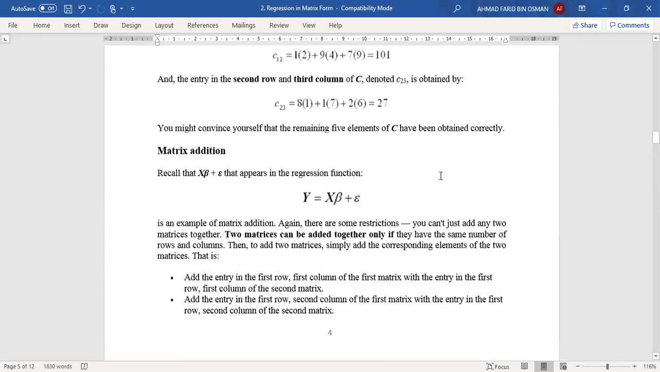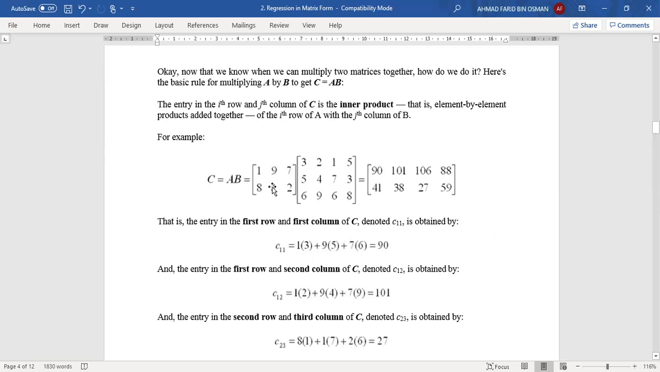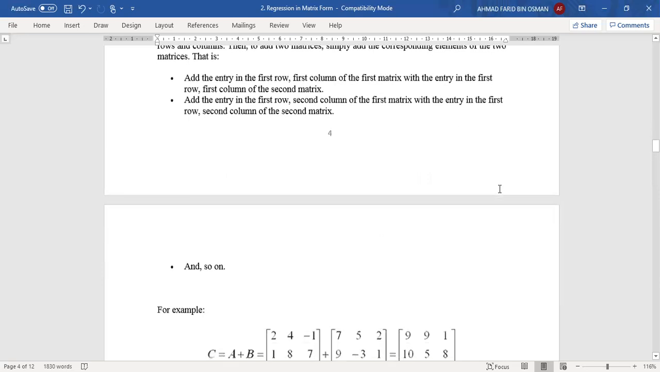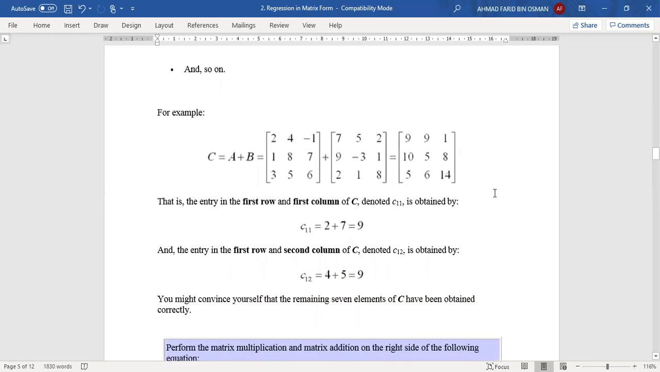For matrix multiplication, you multiply the rows of the first matrix with the columns of the second matrix. For example, the first row multiplies the first column of the second: 1 times 3 plus 9 times 5 plus 7 times 6. So you get 90, and so on. So please refresh your knowledge of how to perform matrix multiplication.